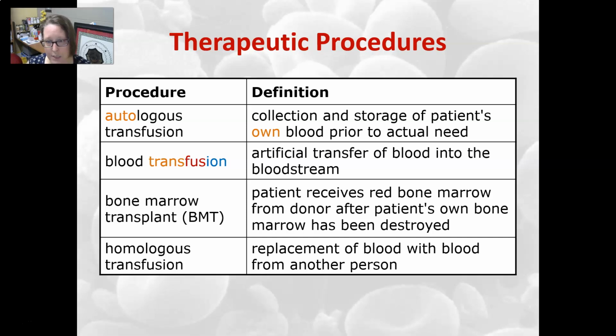Blood transfusion is the artificial transfer of blood into the bloodstream. So usually it's from a donor, but you can have an autologous transfusion, so from yourself.